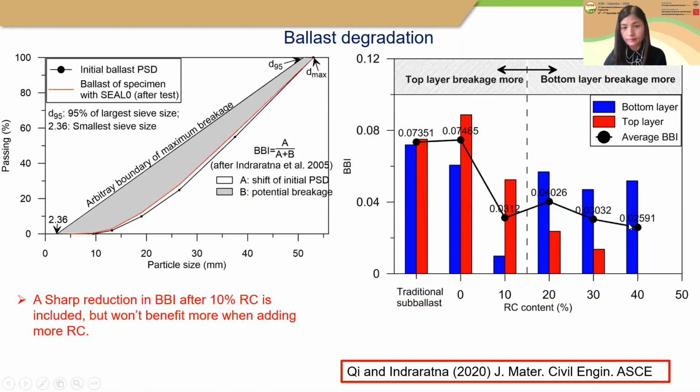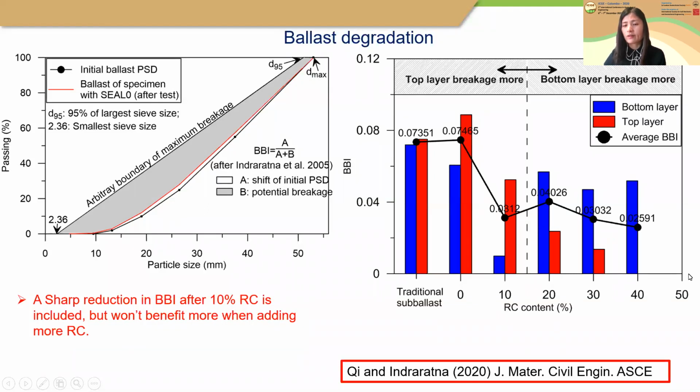And then interestingly, we found that when the rubber content is 10% and 0%, the top ballast broke more, as you can see here, which is the same as the traditional track specimen. This is very easy to understand because the top ballast layer is subject to higher vertical load. That's why it broke more. Whereas when we add 20% or more rubber, the bottom ballast broke more. So why is that?